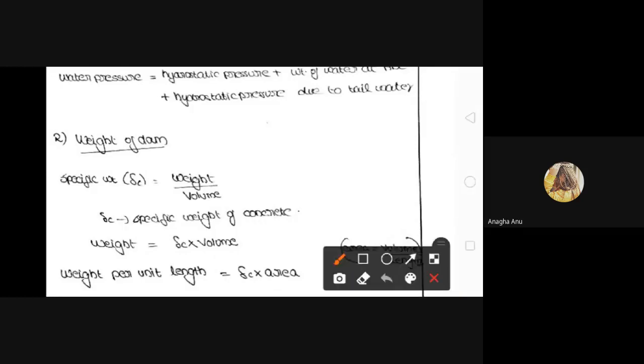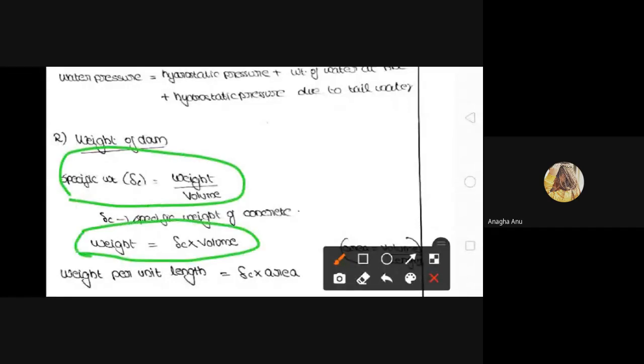Okay, then we move on to the second force acting on the dam. Okay, second force, the second main force is the weight of the dam itself. Here we are concentrating on the gravity dam. So second main force is weight of dam. Okay, we know that specific weight is given by the equation weight by volume. So in order to determine the weight of the dam, we can use the equation weight equal to specific weight of concrete into volume.